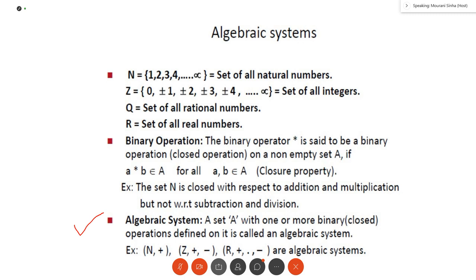Then we defined what is a binary operation, and we told you that for any two elements, A star B belongs to A for all A, B belonging to A. That's the simplest way of telling you what a closure property is. The set of natural numbers is closed with respect to addition and multiplication and not with respect to subtraction and division.